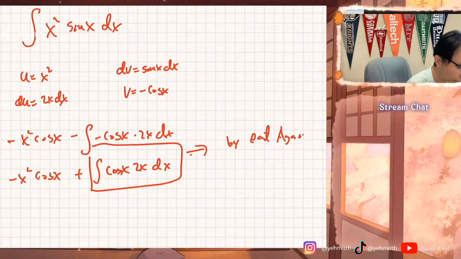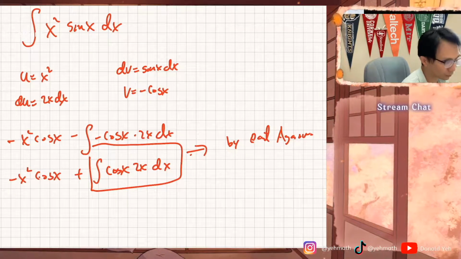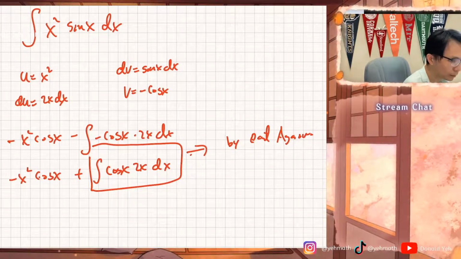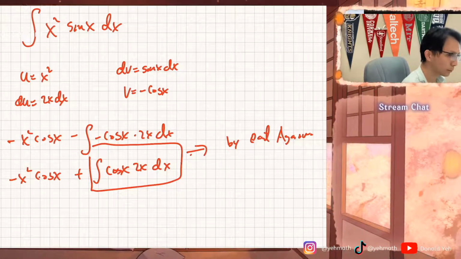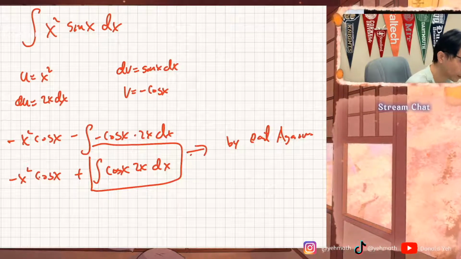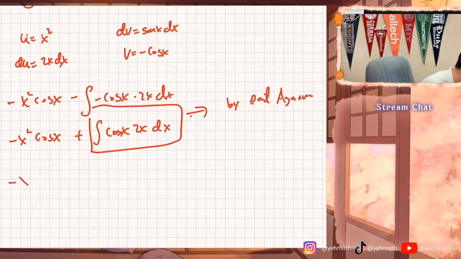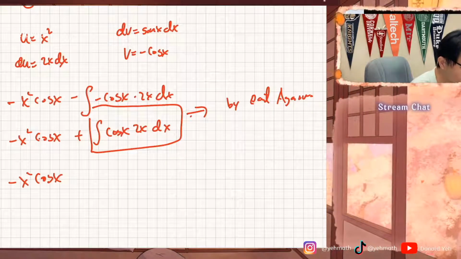Where do you get the negative? Because it's a negative cosine, and it's minus, so you just bring the negative outside. Oh, it's always minus. Okay. This part I already took care of. I just need to do uv again.